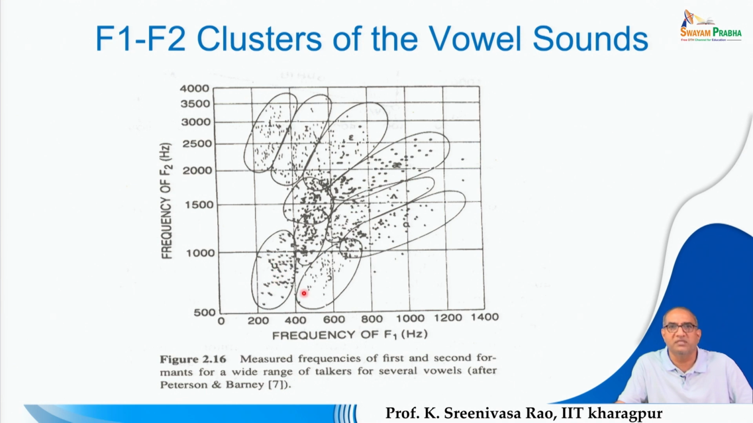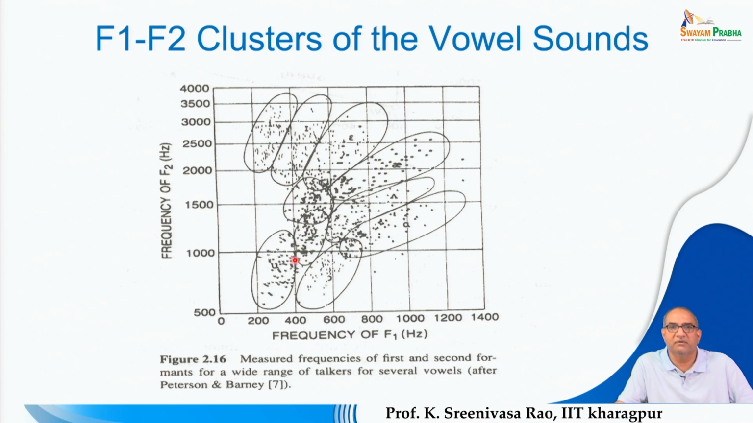You can see there are points here, and each point corresponds to the mean F1 and mean F2, because each point corresponds to two coordinates or two values, one corresponding to F1 on the x axis and the other to F2. So here there are lots of points, and each point corresponds to a pair of values, F1 and F2.